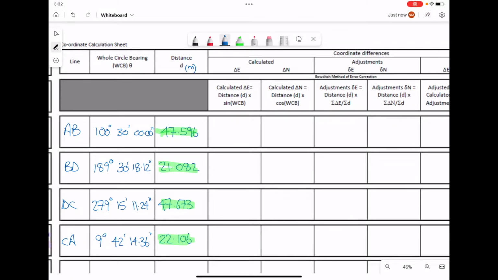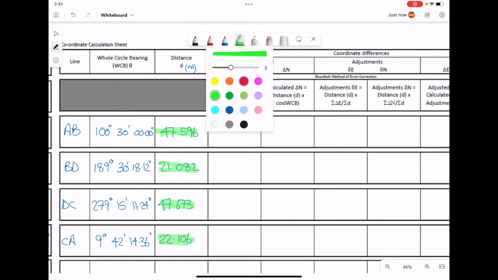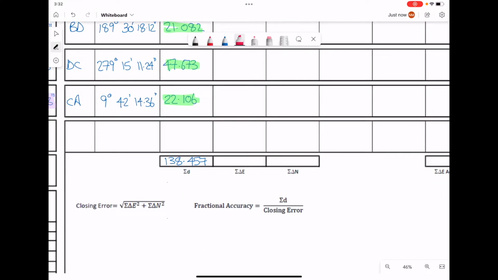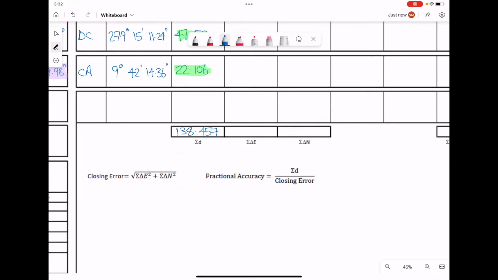The first stage in our calculation sheet is to calculate the partial coordinates. That's your delta E and delta N. What I mean by partial coordinates is that for each part in the traverse between stations, we're going to split it up into a horizontal distance and a vertical distance. Delta E being the horizontal component, delta N being the vertical component.